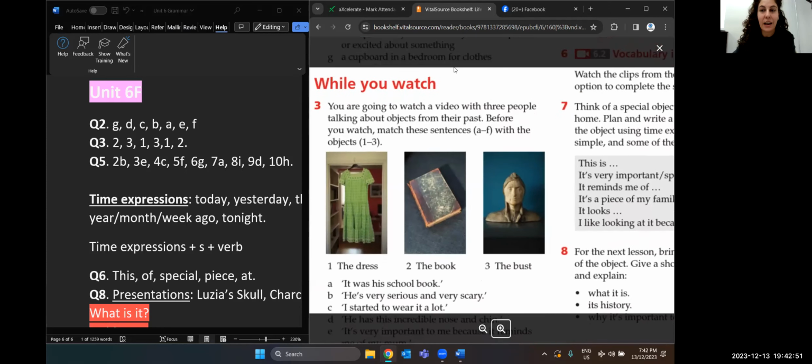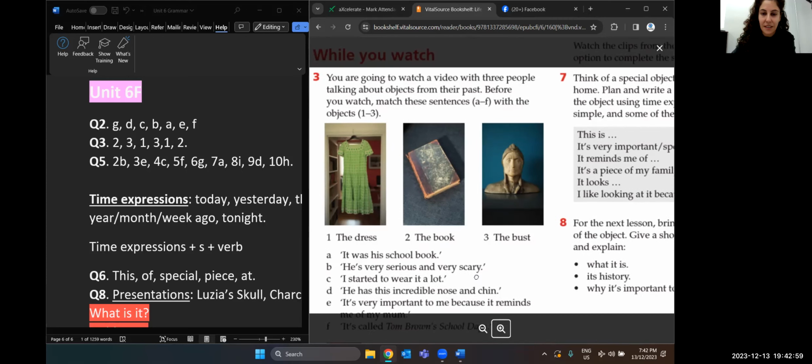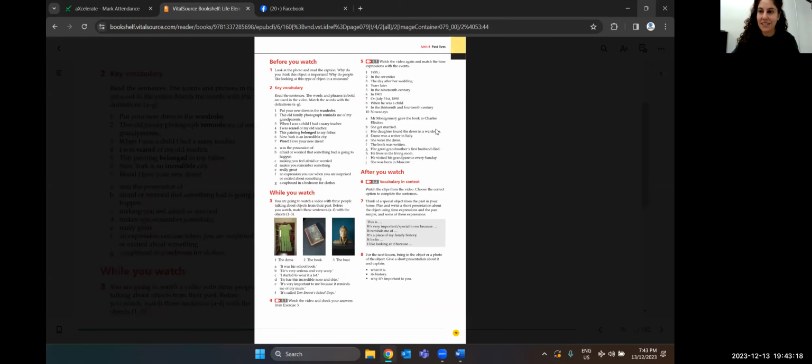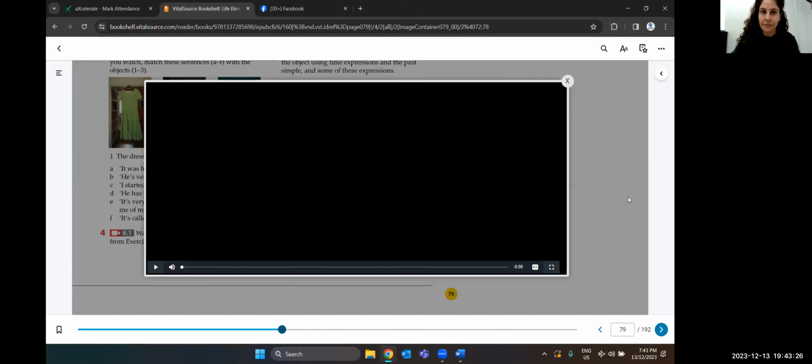Okay, so before we watch a video, we've got 3 objects here. Let's watch the video and then we'll look at these objects. So one is a dress. The next object is a book. And the third object, the bust. We'll watch the video and then we'll understand more about these 3 objects. Okay, so let's watch.